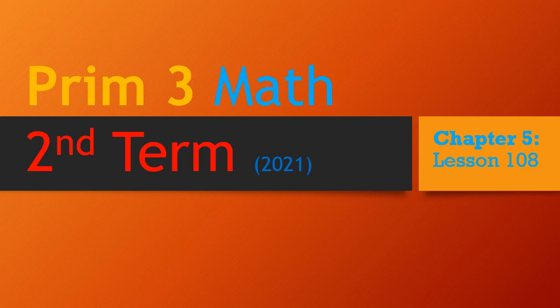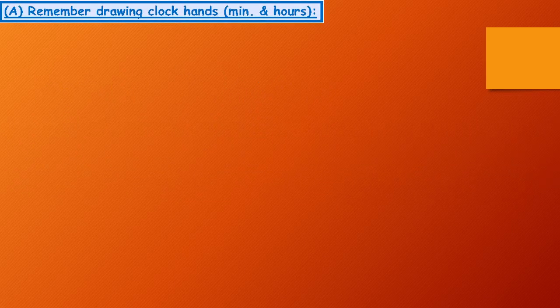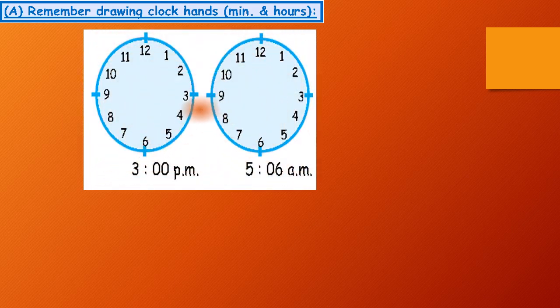Primary 3 Maths, second term, chapter 5, lesson 108. Remember drawing clock hands, minutes and hours. 3 p.m.: draw the short hand at the number 3 and the long hand at the minute number 0.